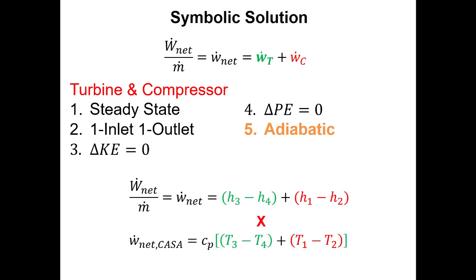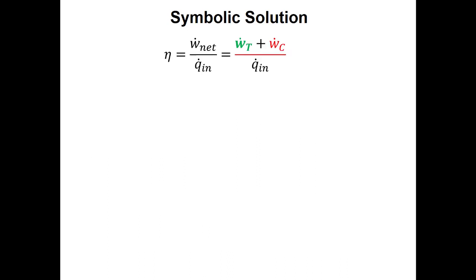I don't know T4. I do know Cp. I don't know T2. I do know T3 and I know T1. So here I don't have a numerical solution yet because I haven't found T2 or T4, but at least I got a symbolic solution, right? So if I was on an exam, I would have demonstrated to the grader that I know how to get these equations starting from the first law.